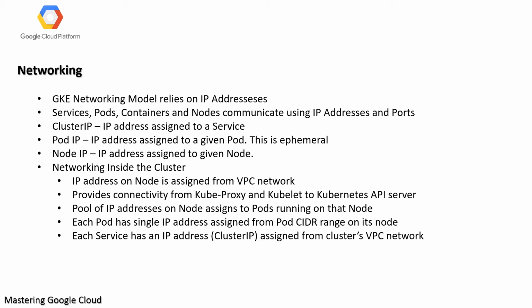Each pod has a single IP address assigned from the pod CIDR range of its node. This IP address is shared by all containers running within the pod and connects them to the other pods running in the cluster. Each service has an IP address called the cluster IP, assigned from the cluster's VPC network, and you can optionally customize the VPC network when you create the cluster.